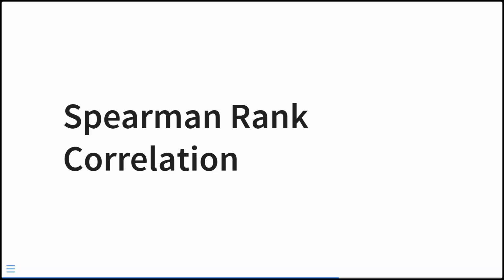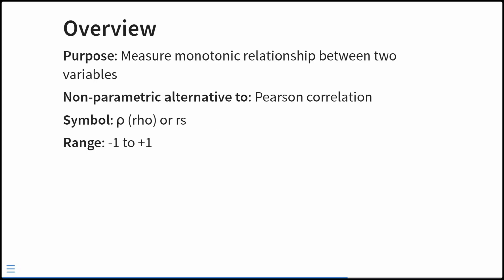So next is the Spearman rank correlation, which is the alternative of the Pearson correlation coefficient, and is usually used to measure the strength and the relationship between two continuous variables. The range of the value, which is the rho, is usually between -1 to +1.